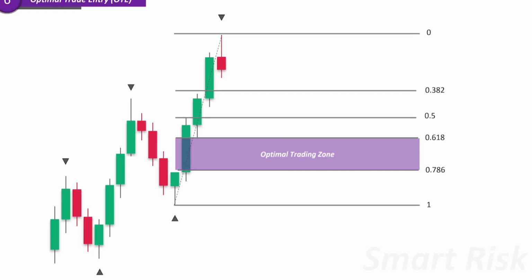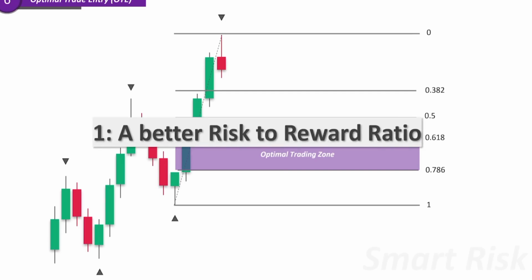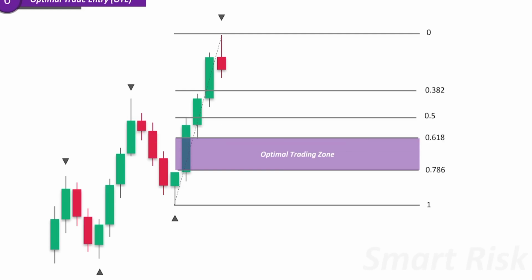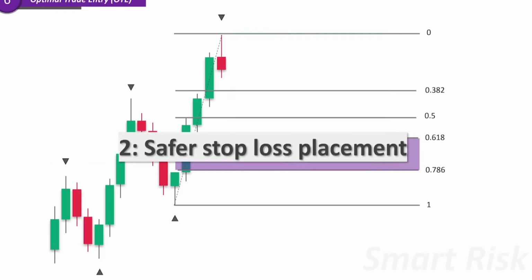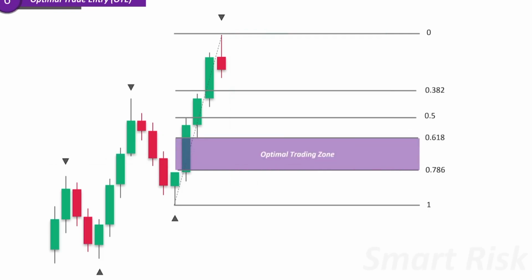This is because of 3 main reasons. The first reason is a better risk-to-reward ratio. We know that wherever we enter the trade, our first target would be the previous high, because this is where liquidity usually rests and where the price is likely to reach, so this zone provides a higher risk-to-reward ratio. The second reason is safer stop-loss placement. We know that the safest place to set a stop-loss is below the swing low, so entering closer to this level allows for a smaller and safer stop-loss.